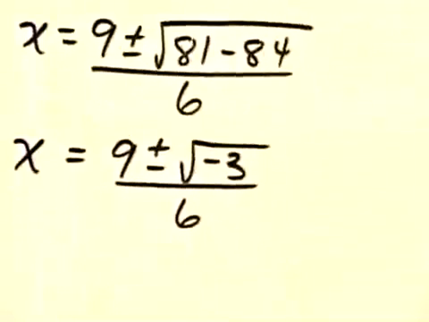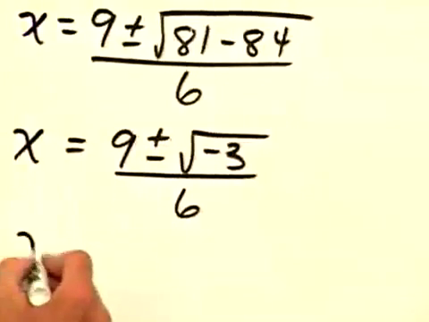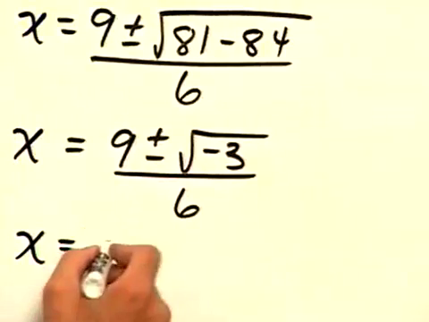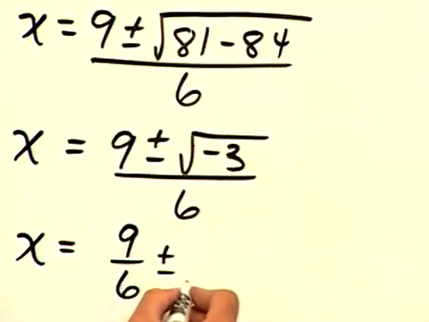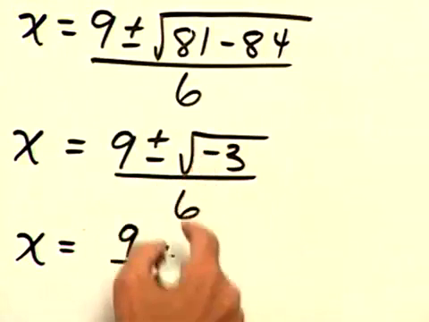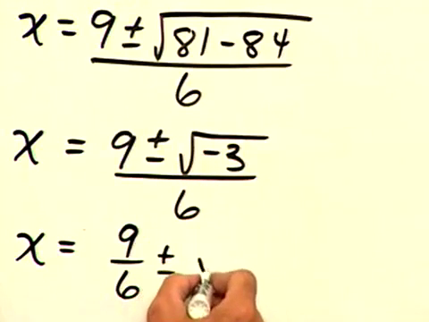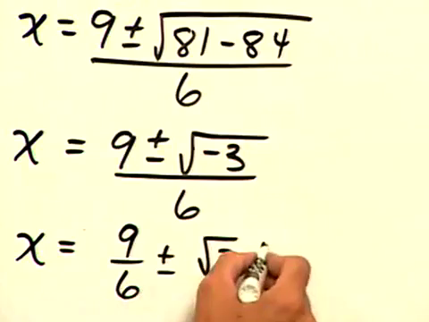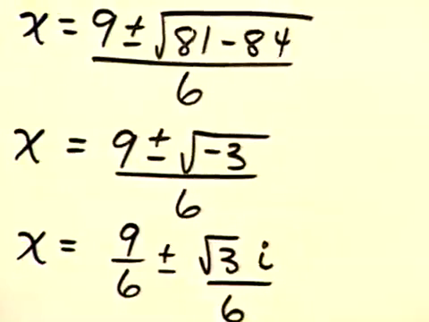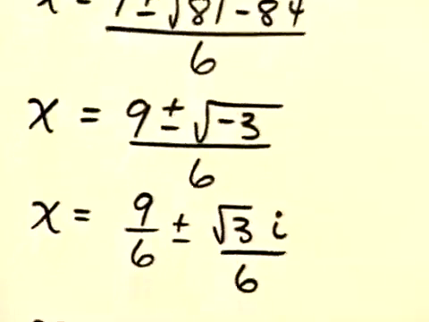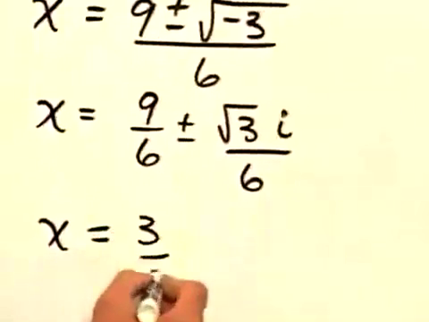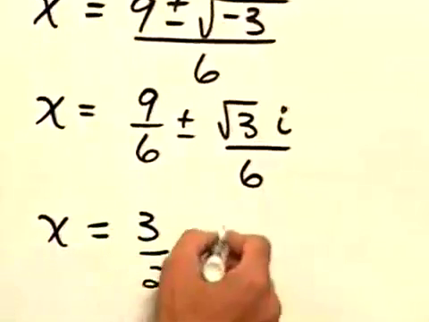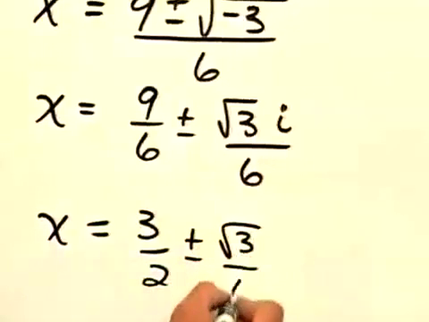From here, we have choices again. But we need to simplify this, and the easiest way would be to write this as separate fractions. So I'll have x is equal to 9 over 6 plus or minus the square root of negative 3. We can simplify that to be the square root of 3 i, divided by 6. And if we reduce the fraction 9/6, we get x is equal to 3 halves plus or minus the square root of 3 over 6 i.